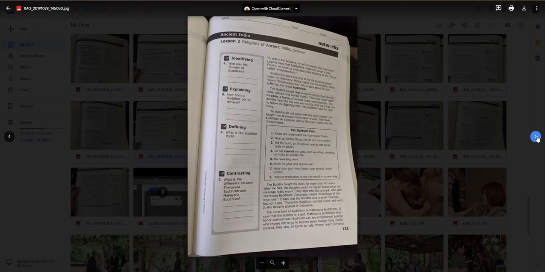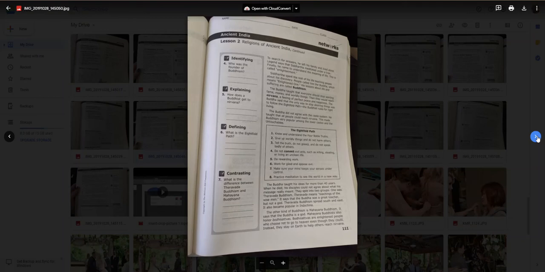Number five, do rewarding work. Number six, work for good and oppose evil. Number seven, make sure your mind keeps your senses under control. Number eight, practice meditation to see the world in a new way. The next paragraph says, Buddha taught his ideas for more than 40 years. When he died, his disciples could not agree about what his message really meant.